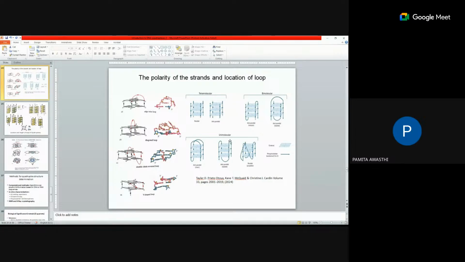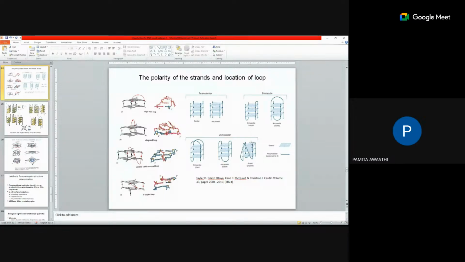So it requires a loop, this is called a loop, to connect to the bottom of the G tetrad. Hence, specifically this one, in case of parallel, is called a propeller type of loop. It is also called a double chain reversal loop. So this is one tetrad. I will go more deeply into it.